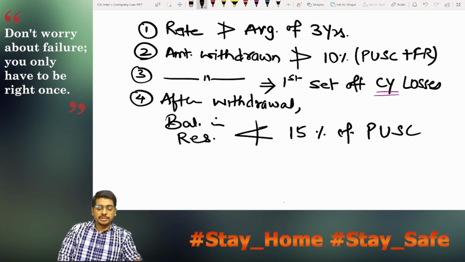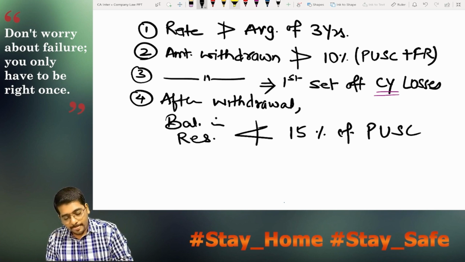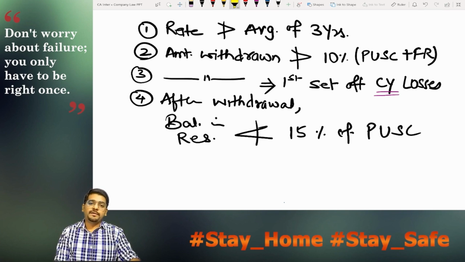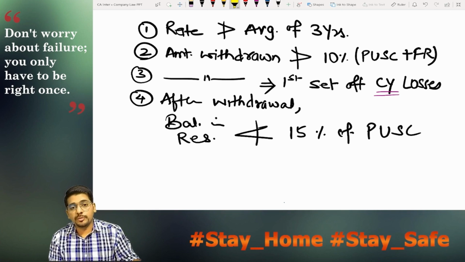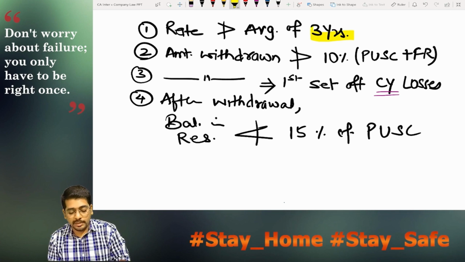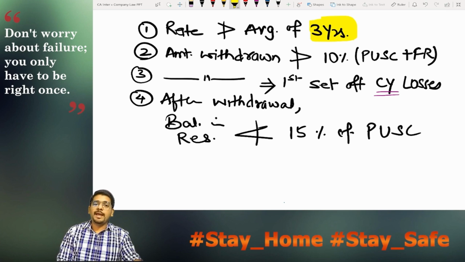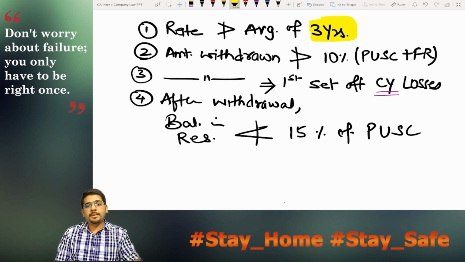These are the four conditions. Now, one question will come, sir. Rate of dividend, if we are making payment out of free reserves, it should be not more than the average rate of the immediately preceding 3 years. But sir, what if we have not made the payment of dividend in all the 3 years preceding this year?